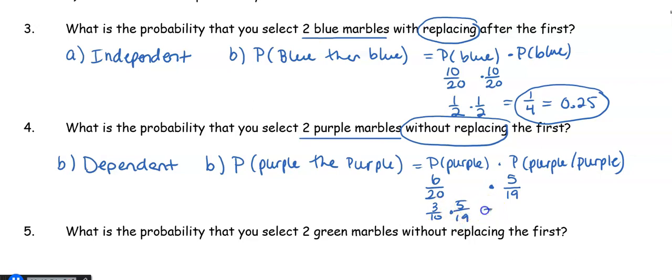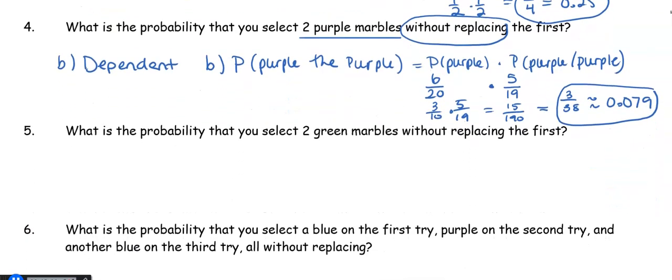So I've got 3 times 5, which is 15. 10 times 19 is 190. That one does reduce down to 3/38, which is about 0.079 probability.